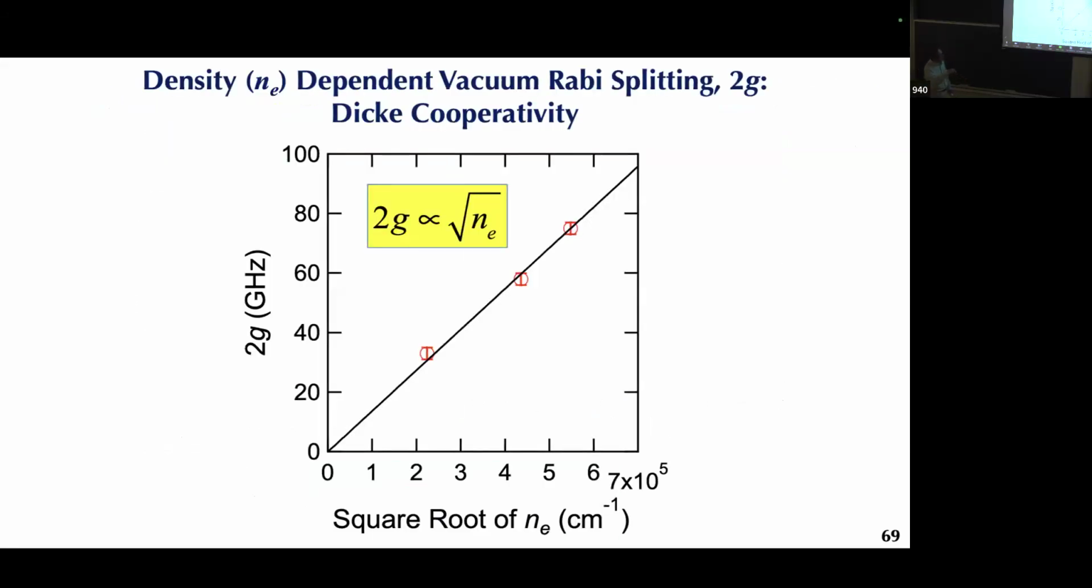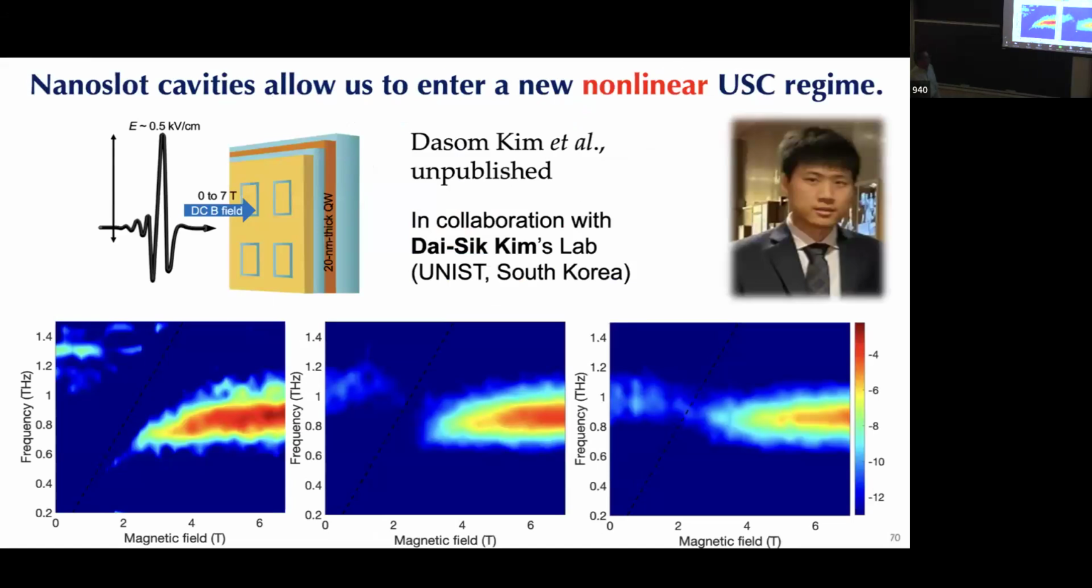And furthermore, by changing the electron density, looking at different samples with different 2D densities, we were able to demonstrate this Dicke cooperativity. So these were done in simple one-dimensional photonic crystal cavities, and recently we're using different types of cavities to explore different regimes.